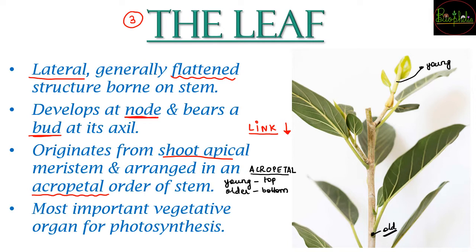So generally leaves जो होते हैं, these are going to be the vegetative organs which are going to function in the process of photosynthesis. Vegetative है because these are not going to be a part of reproduction. So not part of reproduction, that means these are going to be called as vegetative organs.